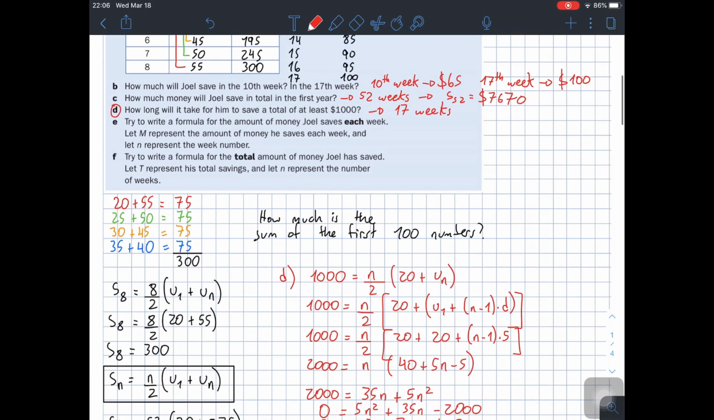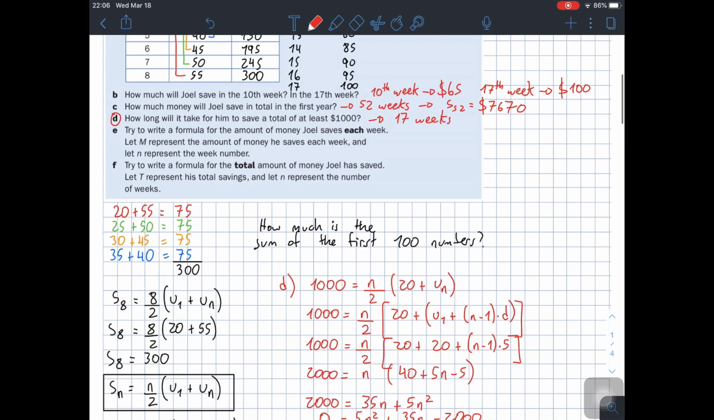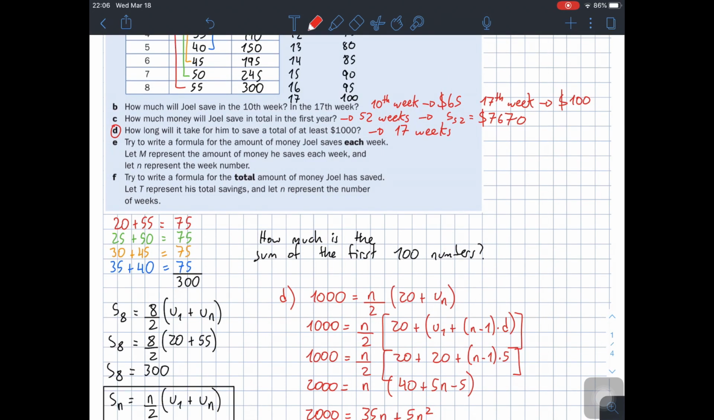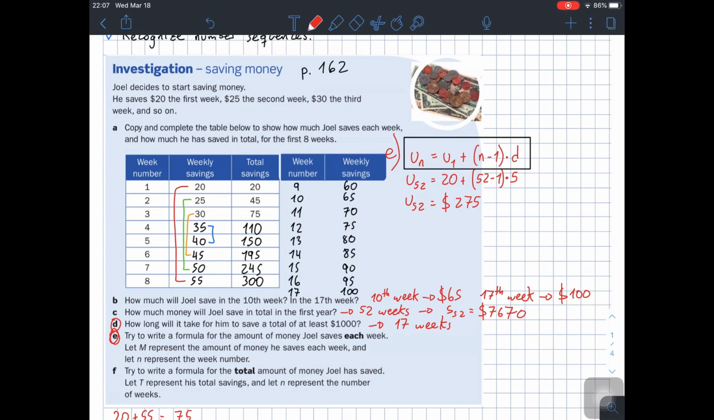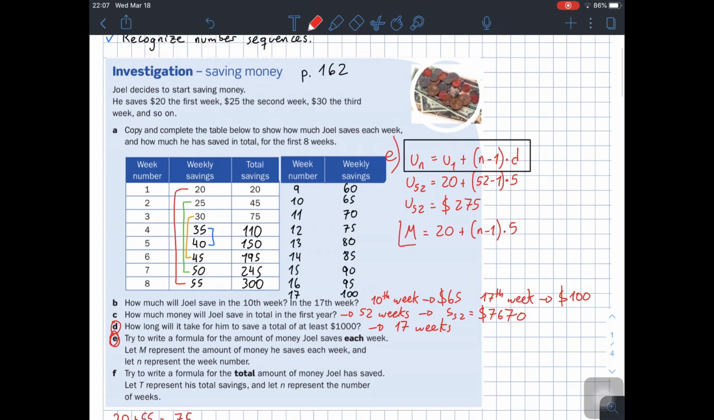Then it says E. Try to determine a formula for the amount of money Joel saves each week. Let M represent the amount of money he saves each week, and N represent the week number. Okay, if you realize, the formula we're asking for in part E is this, the one we have here on top. That's the general formula to find the amount Joel saves each week. If we want to write this using the notation it asks for here, we would say that this is the same as saying M equals 20 plus n minus 1 times 5. And this would be the general formula in order to determine the amount saved each week.